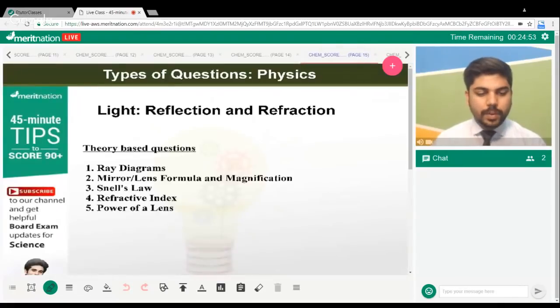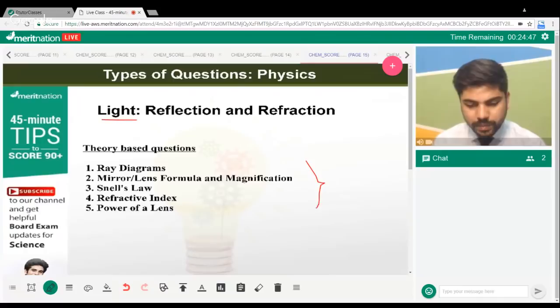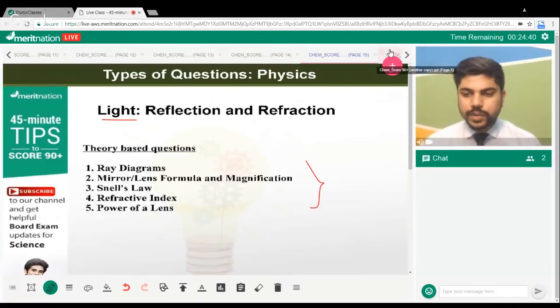If I talk about light, practical based questions cannot be formed from this particular chapter, so only the theory based questions will come, like the ray diagram, Snell's law. These are the things we have already discussed. Cool. So let us move further now.